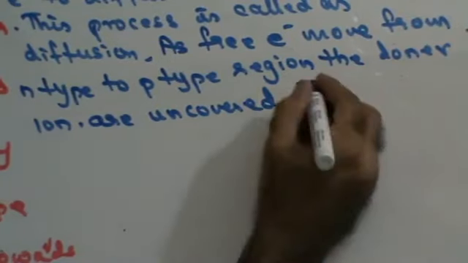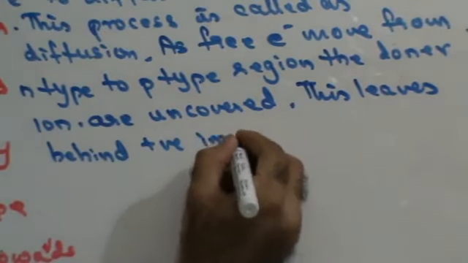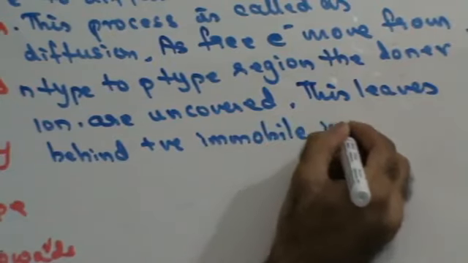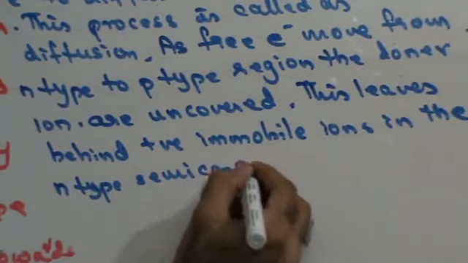This leaves behind positive immobile ions in the N-type semiconductor. Obviously, as the electrons are now fitted into the holes, you would have charged ions, and these are your immobile ions that are sitting there.